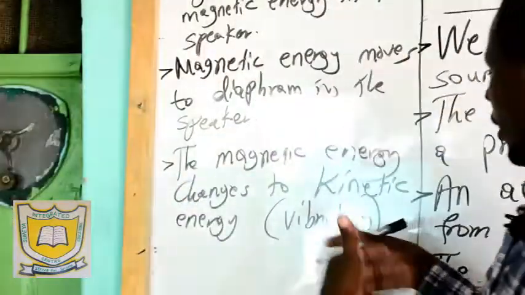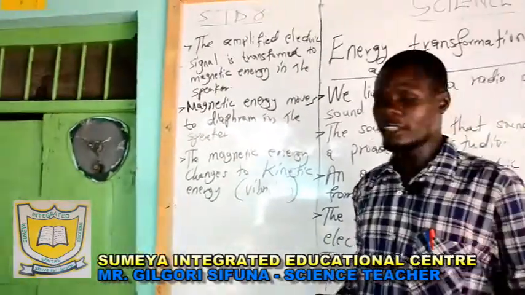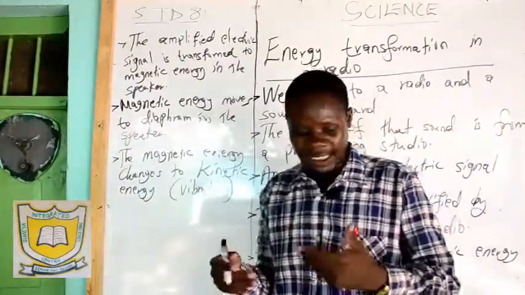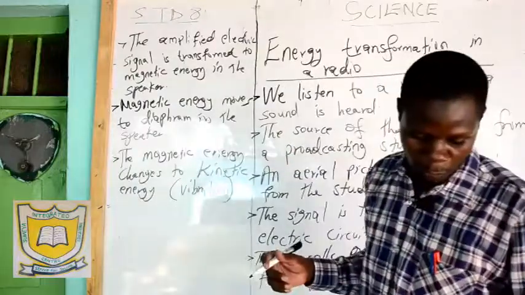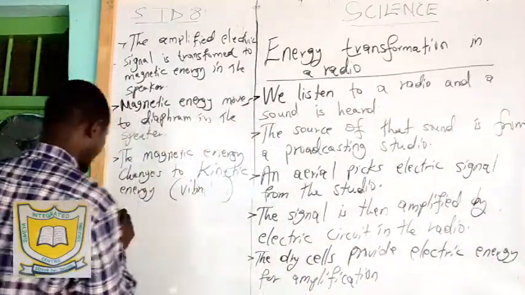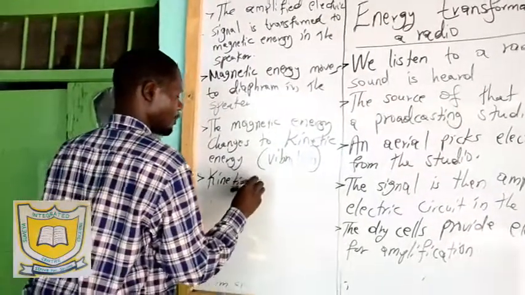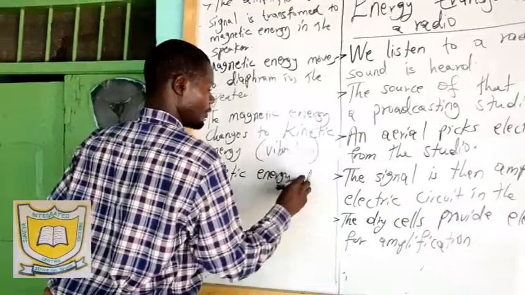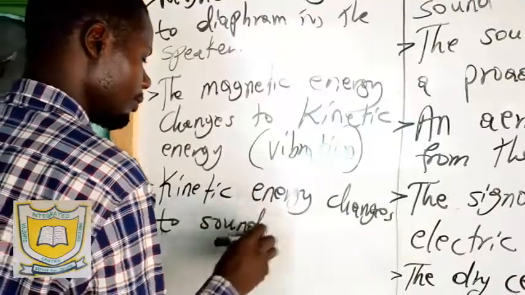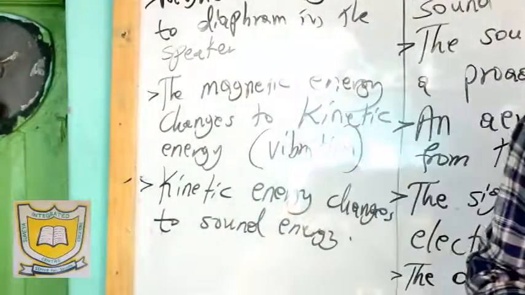So as the diaphragm vibrates, I said yesterday that in the production of sound, we cannot have sound before we have that vibration. So the diaphragm in the speaker is the one that starts vibrating, and then we have the production of that sound. Vibration, that is kinetic energy, changes to sound. The vibration in the speaker lastly changes to sound energy.